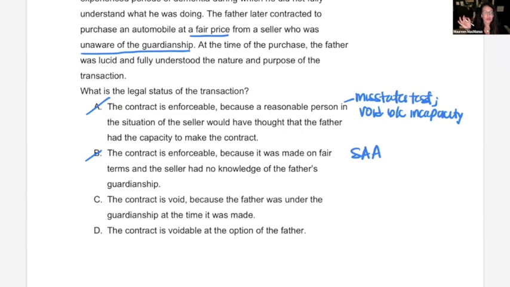And D, the contract is voidable at the option of the father. So this is really testing that difference between void and voidable. You have to really know this. You might make a list, or a flashcard with void contracts, voidable contracts. If you're looking at defenses to formation or defenses to performance or whatever it is, say what is void and what is voidable, and note those differences and memorize that. So it's void.